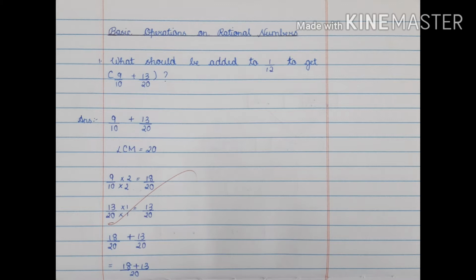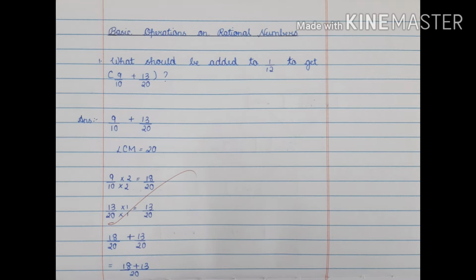So take the first number, which is 9 by 10. As the denominator is not equal to 20, we must multiply the denominator with a number as well as the numerator. So 10 into 2 gives us 20. So we must also multiply 2 with the numerator 9, which gives us 18. So it becomes 18 by 20.